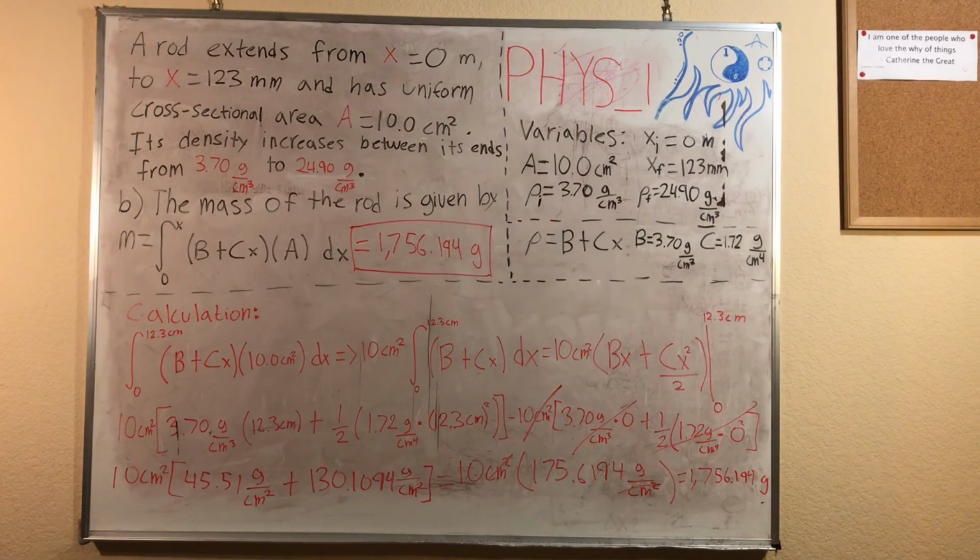So after solving for B and C, we were then able to integrate for the mass and plug in the B and C variables to find our final mass of the object to be 1,756.194 grams.